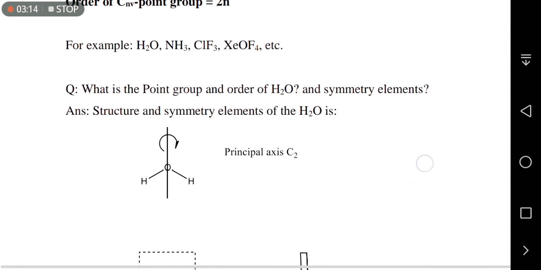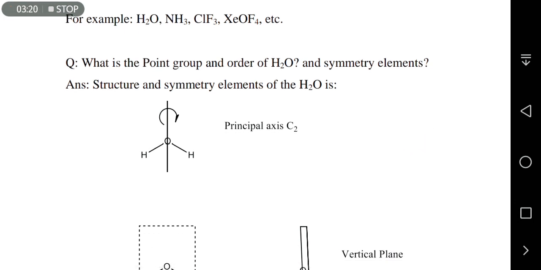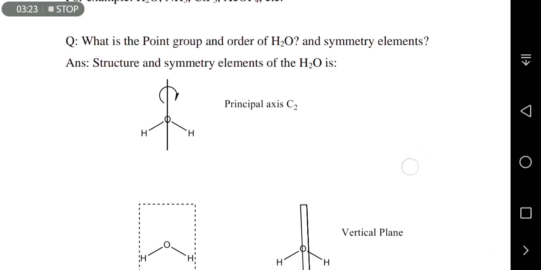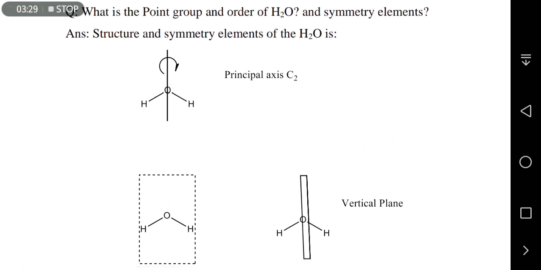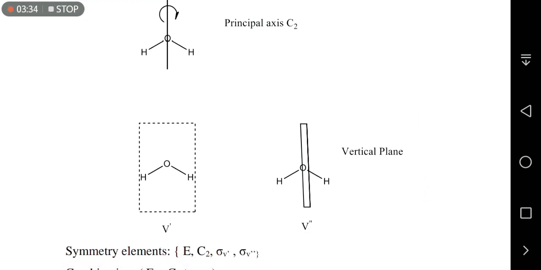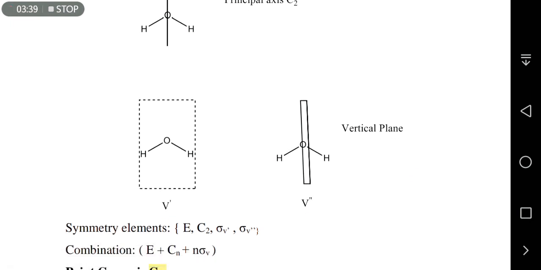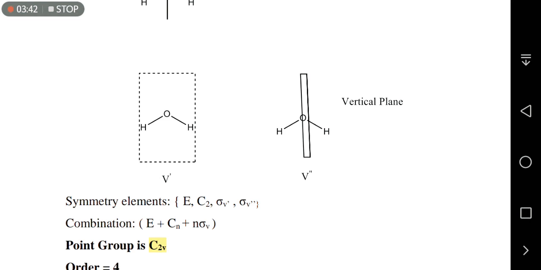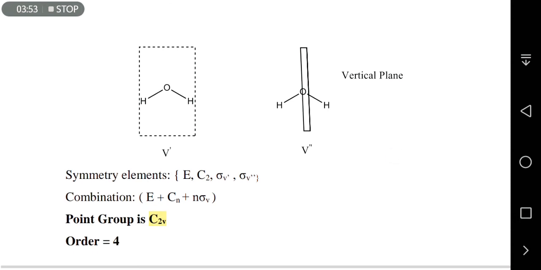What is the point group and order of the H2O molecule and its symmetry elements? Can you draw the structure of the H2O molecule? Yes, you can do it, so try to solve it. Okay, let's start. This is the H2O molecule. You can see here there is one C2 axis present. By rotating 180 degrees, you get the same structure, and there are two planes of symmetry which are parallel to the Cn axis. There are two vertical planes of symmetry: one vertical plane which bisects all three atoms, hydrogen, oxygen and hydrogen, sigma v dash, and another vertical plane which bisects only the oxygen atom and reflects both hydrogen atoms.